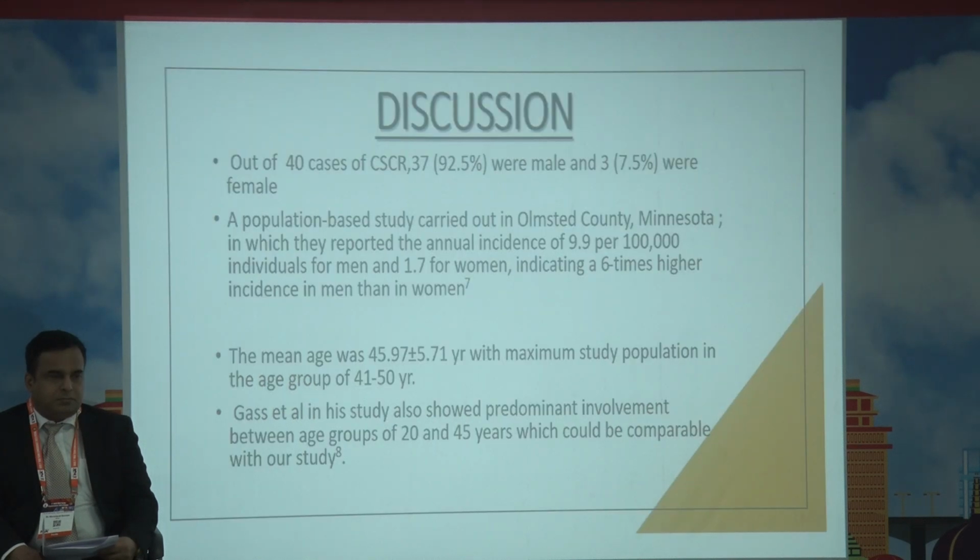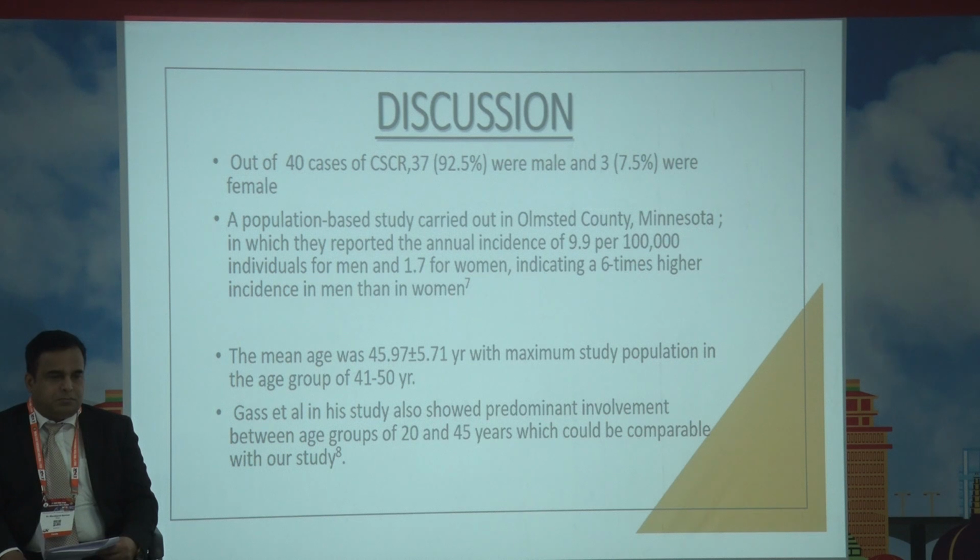Coming to discussion, firstly, out of 40 cases of CSCR, 37 were male and 3 were female. A population-based study carried out in Olmsted County, Minnesota has also shown that males have 6 times higher incidence than that of women. And secondly, the mean age in our study was 45 years, with the maximum study population belonging to the age group of 41 to 50 years. According to Gass et al.